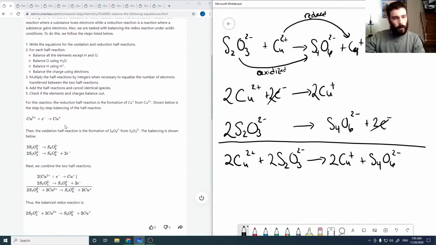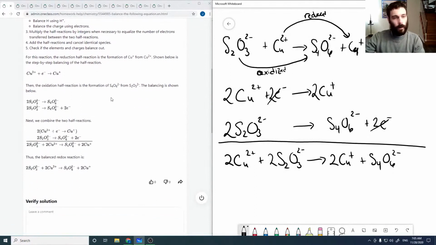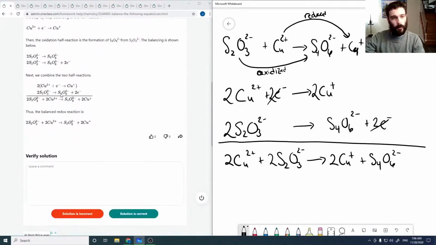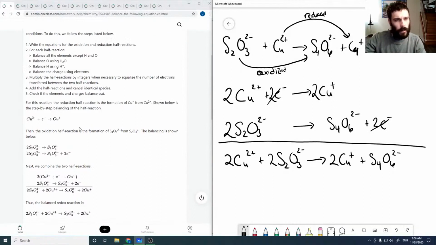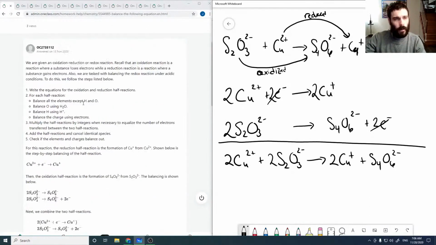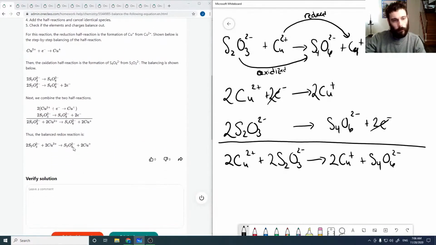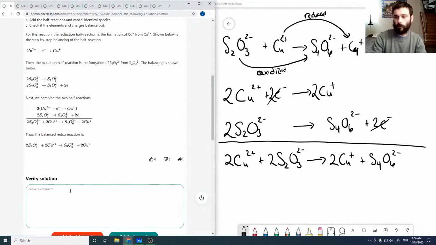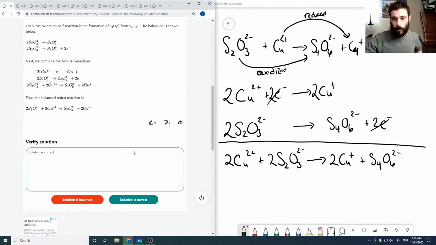So going through the solution, we started with the copper. We balanced these, we get our electrons balanced, and then we sum. We've got a couple of swappings in places here. Is it S3O6 or S4O6? Yeah, S4O6. Whatever, it's okay. So the solution is correct. There's just a small typo on the sulfur there, but that's fine.